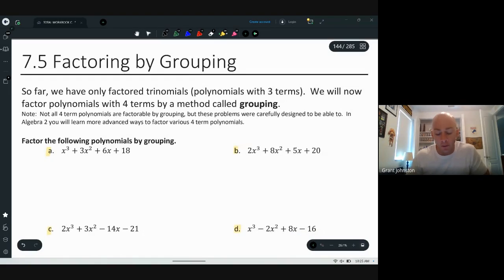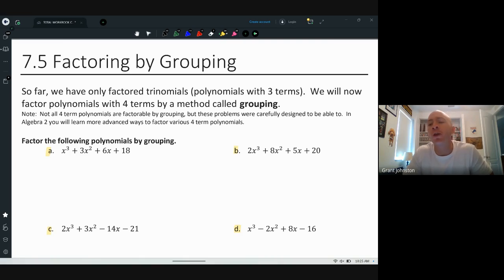Factoring by grouping. So far we have only factored trinomials. We will now factor polynomials with 4 terms by this method called grouping. And I have this little note here. Not all 4-term polynomials are factorable by grouping, but I carefully designed these problems to be able to.